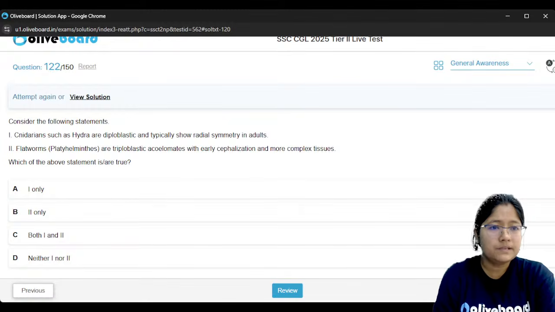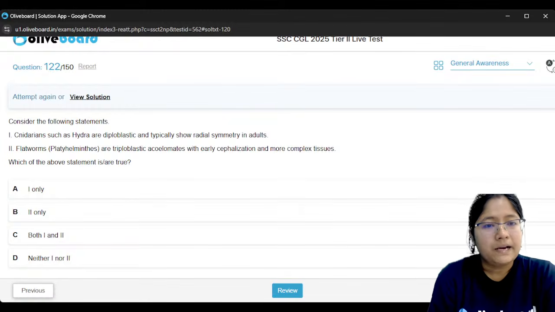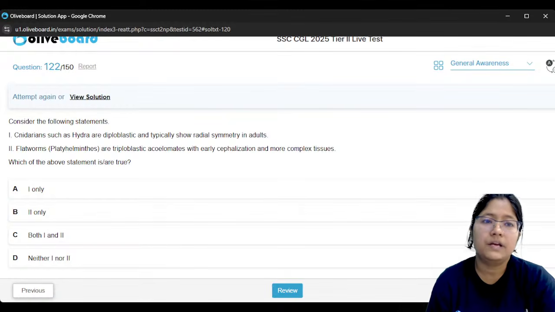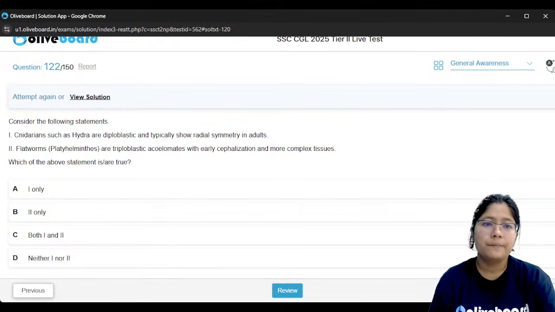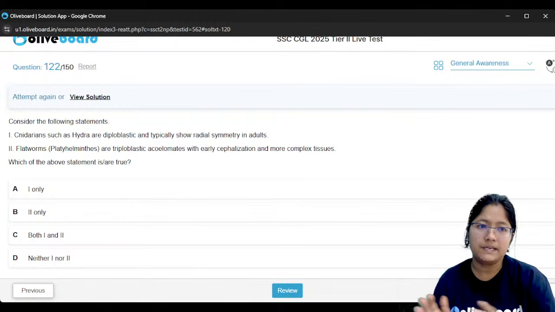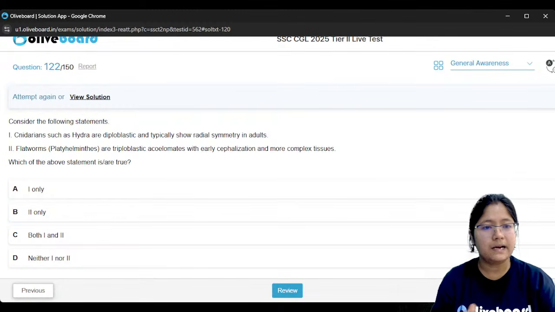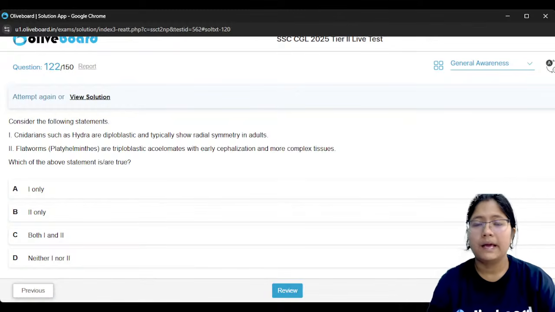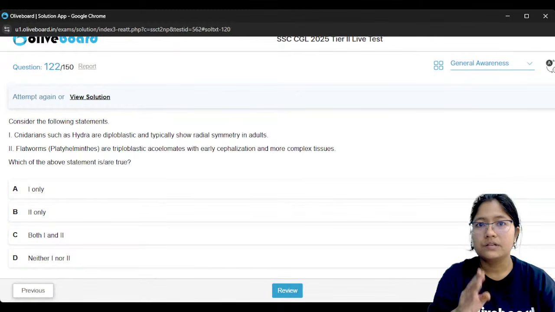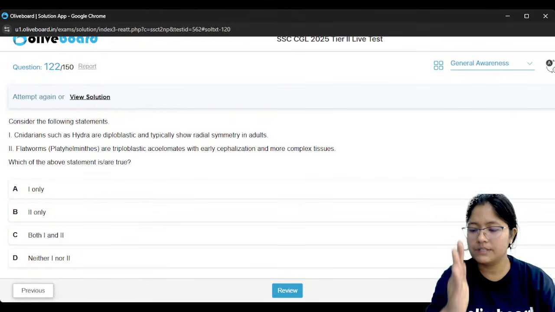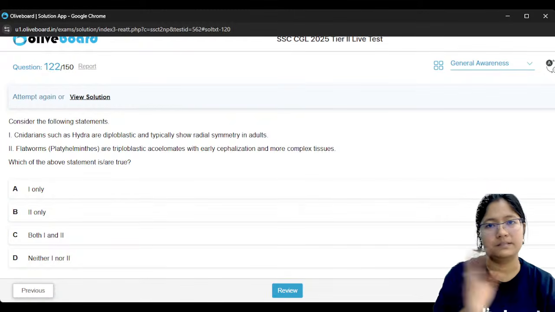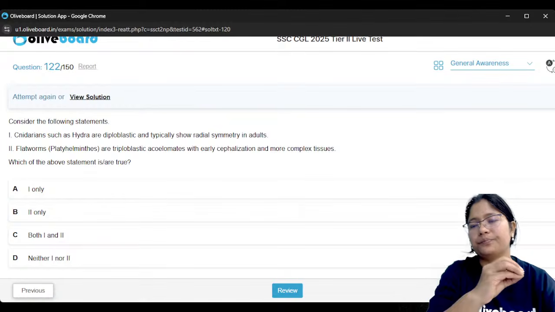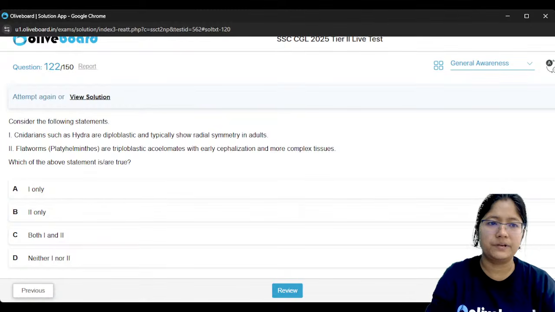Consider the following statements. Cnidarians such as Hydra are diploblastic and typically show radial symmetry in adults. We have discussed the 3 germ layers in our biology class, and in that case we know that Hydra is diploblastic and they have radial symmetry. If you just have right side and left side similar, that is the bilateral symmetry like in human beings. If you look at the starfish, they have the radial symmetry.